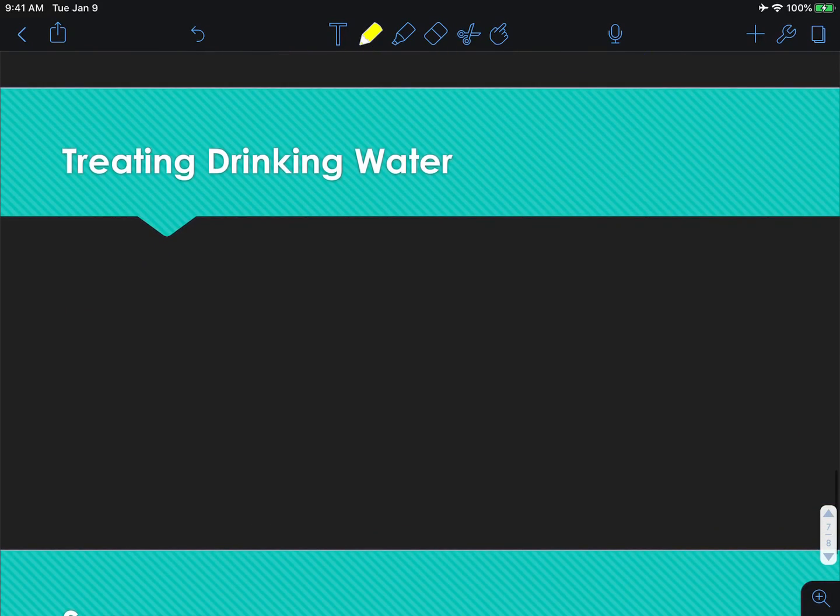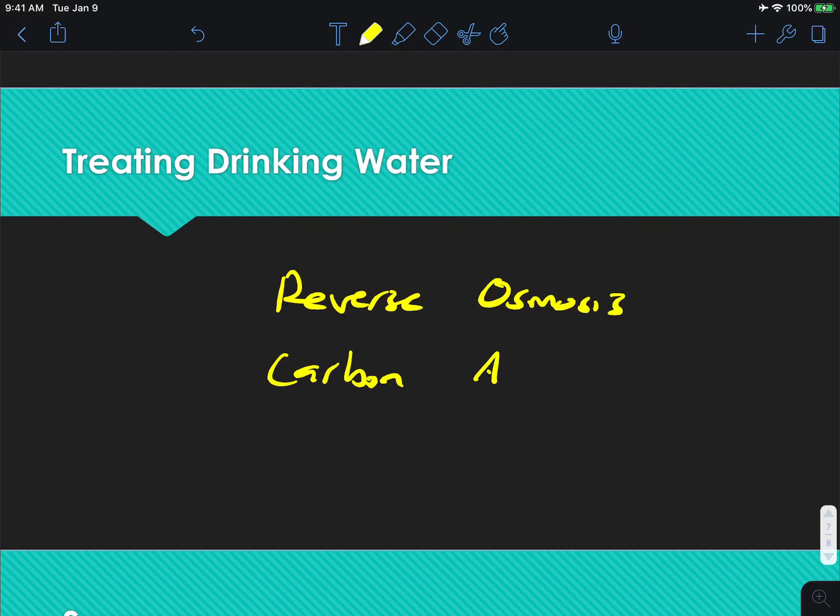It just depends on what each group decides to do. So just to remind you, reverse osmosis is an option. Things like carbon adsorption. And you can just use things like filtration. There are just different things you can do to clean up your water, basically.